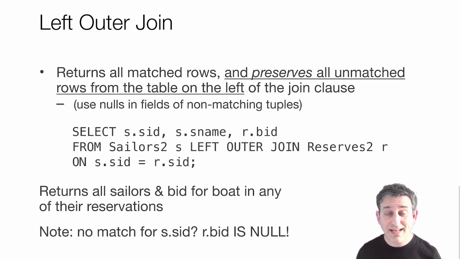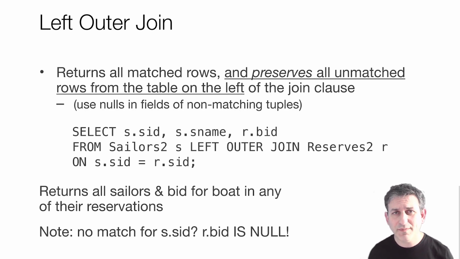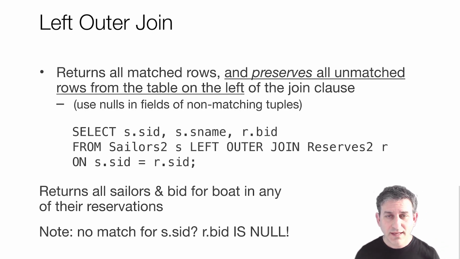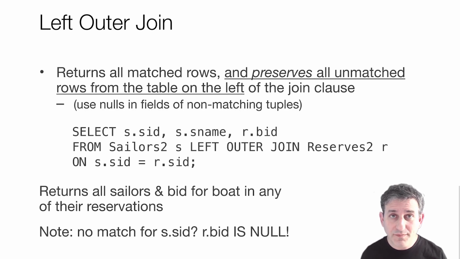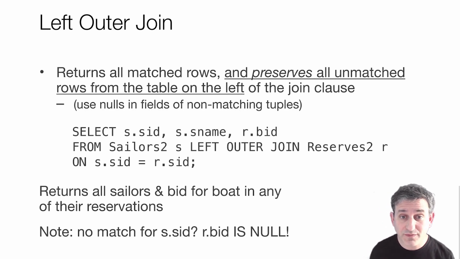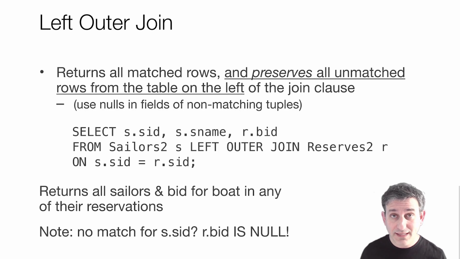Okay, now let's look at outer joins, beginning with the most common case, which is the left outer join. Here the idea is we're going to return the same thing as the inner join, all the matching rows, and in addition, we want to preserve all the unmatched rows from the table on the left of the join clause. So if there is a tuple on the left-hand side table that has no match on the right-hand side, we still want it to be in the output once. And what we're going to do is fill in the right-hand side columns for that tuple with null.